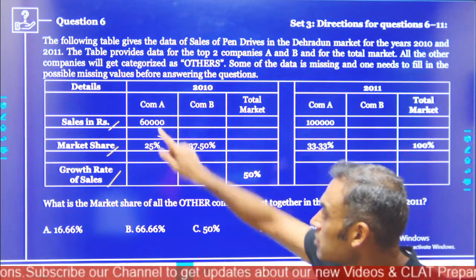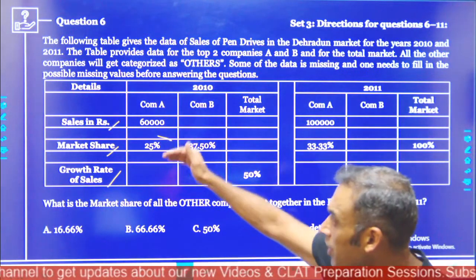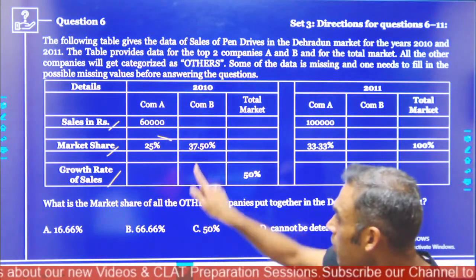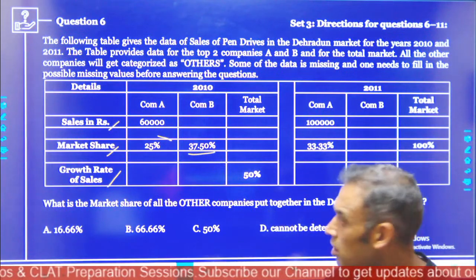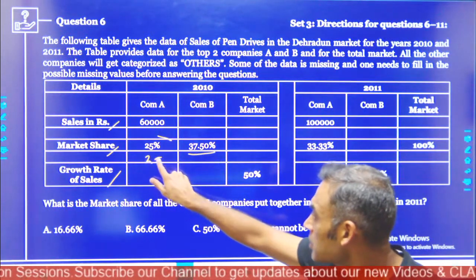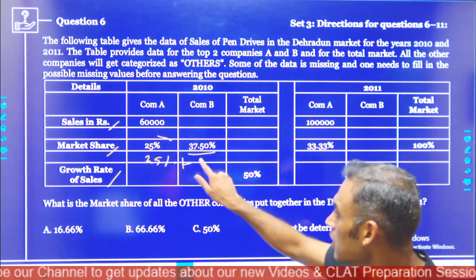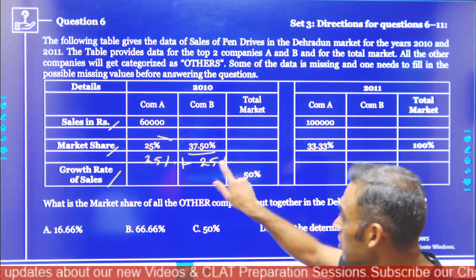25% of market is 60,000. 25% of market is 60,000. Now what is 37.5%? Is nothing but 25% plus 25% ka आधा, half of it.